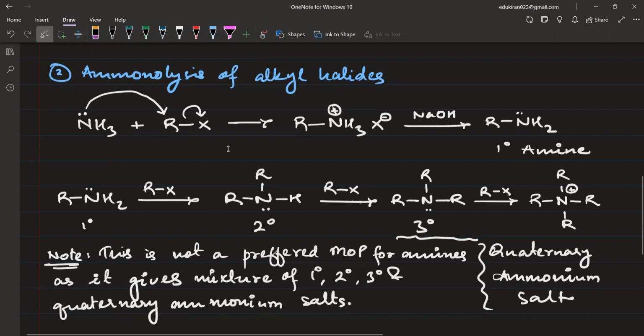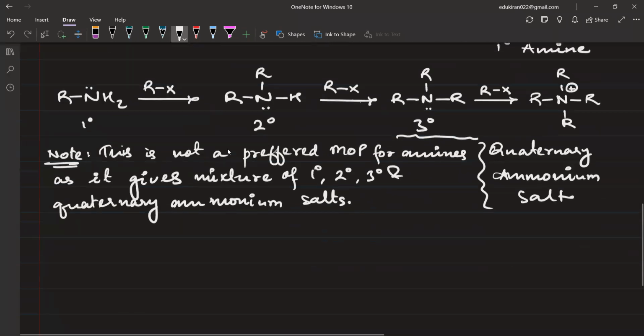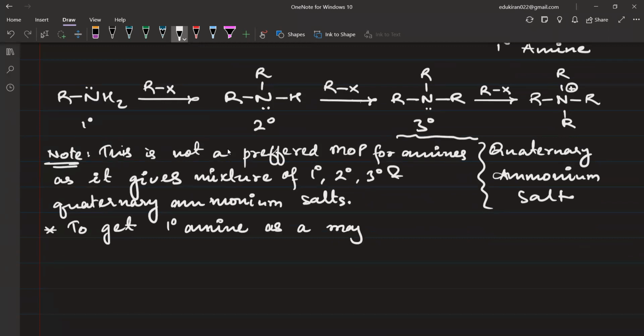Now, one thing that we can do in order to get 1 degree amine as a major product is to have ammonia in excess, right? If ammonia is in excess, this RNH2 will not find alkyl halide to react with. It will only find ammonia. But again, we will still get a mixture, but 1 degree amine will be the major product. So to get 1 degree amine as major product, what we can do? NH3 should be in excess.